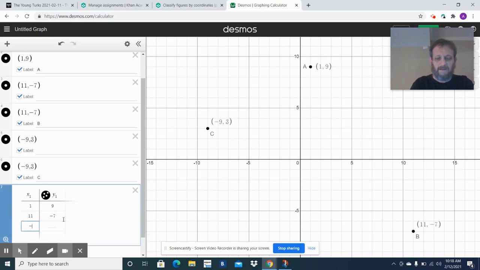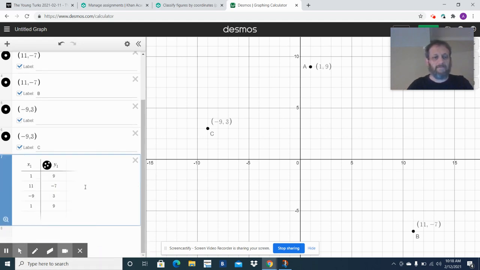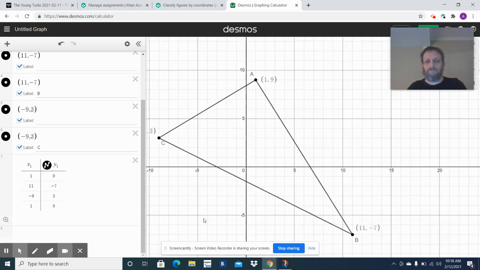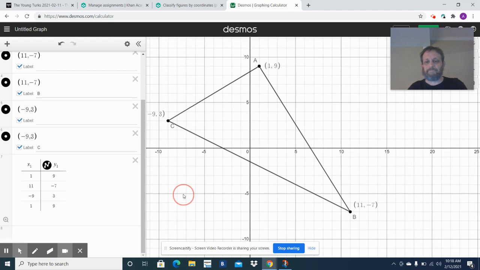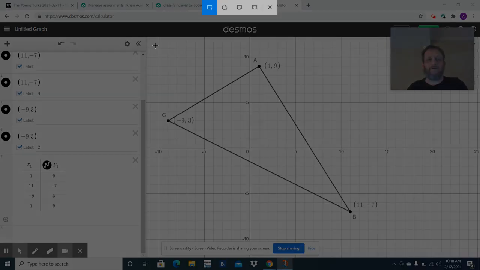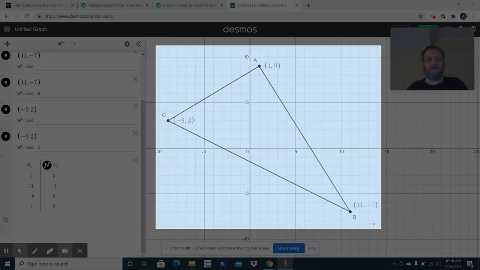And then negative 9, 3, and then you have to put in the point you started with so it draws in the entire figure. And then you tell it, hey, let's go make these solid lines. Well, it didn't work. Let's go make these solid lines. Okay, so there's my triangle right there. And we're going to copy it so we can draw on it. Just like that. So there's my triangle.